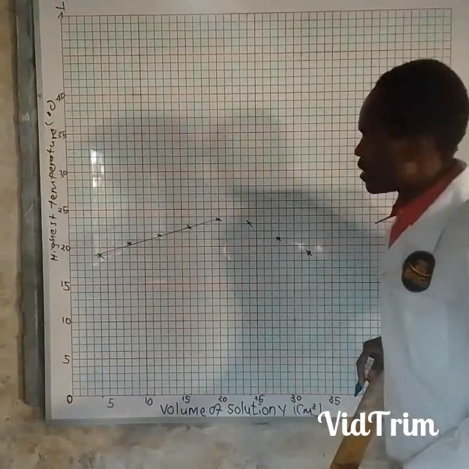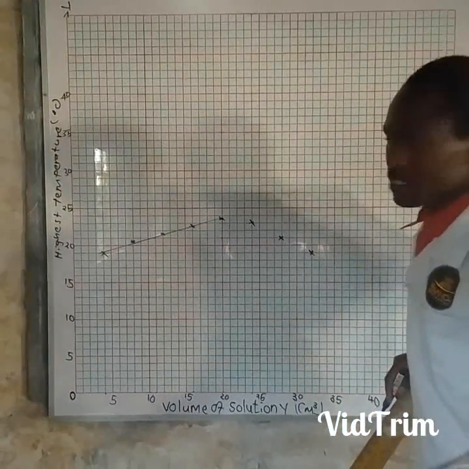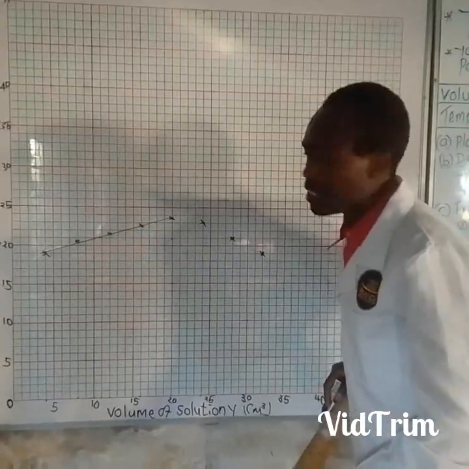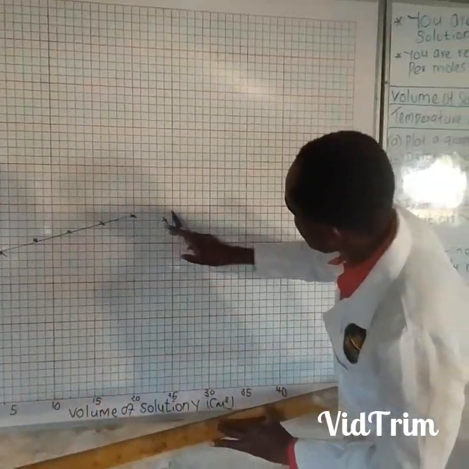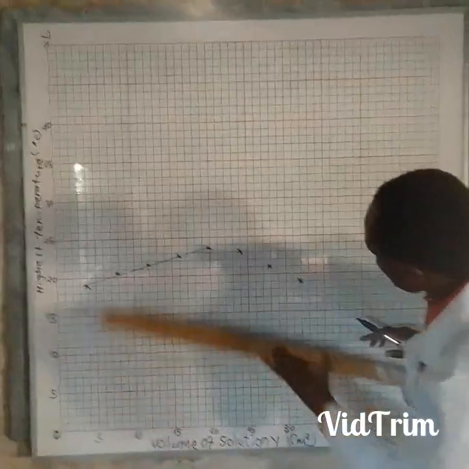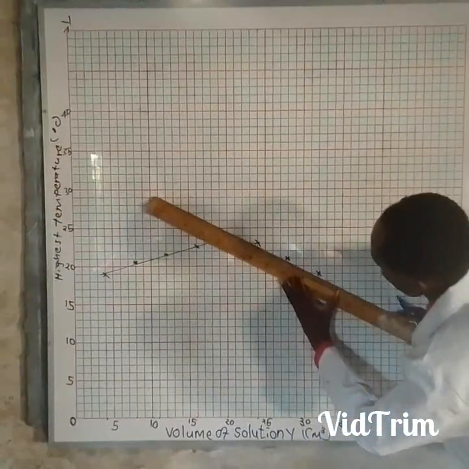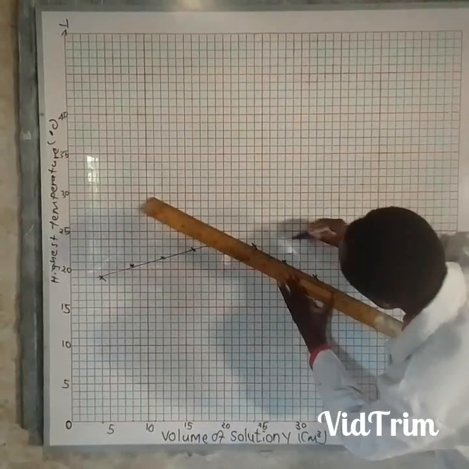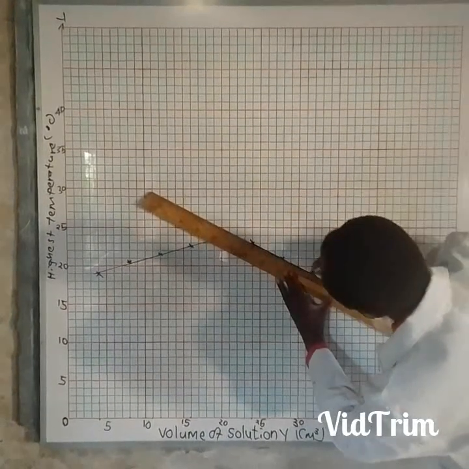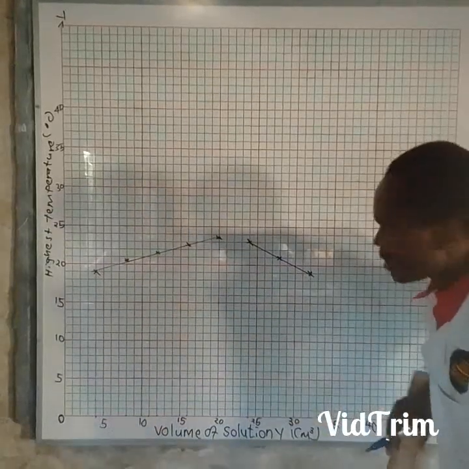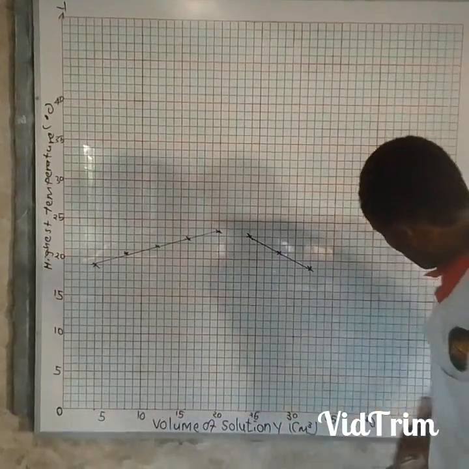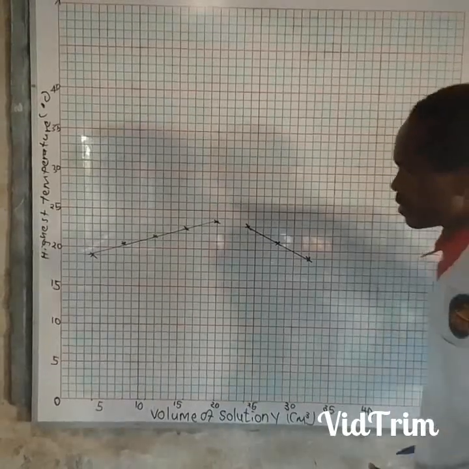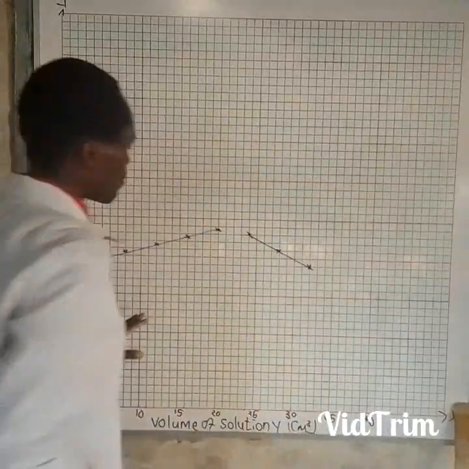Is it okay, my student? And this is not a curve. Don't force yourself to draw a curve. Is it okay? Then I have also to join these other 3 marks like this. Are you seeing, my student? So that's the shape of this graph.